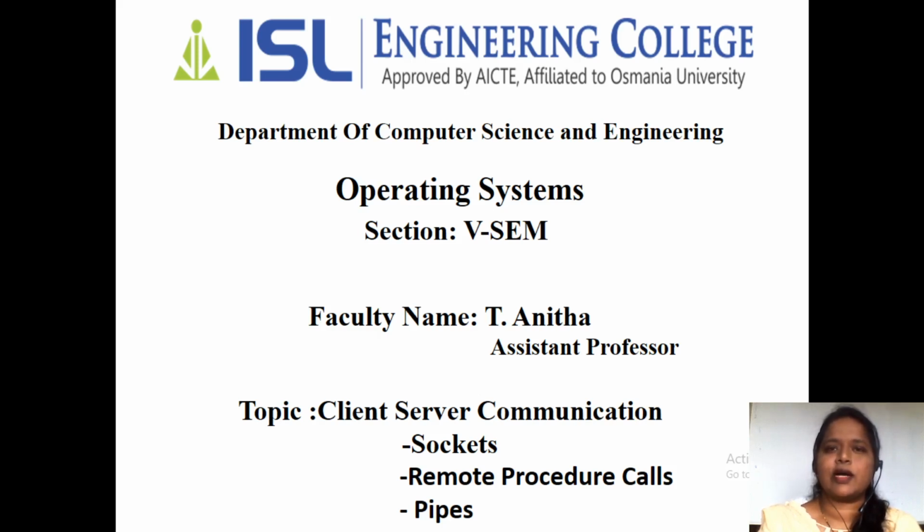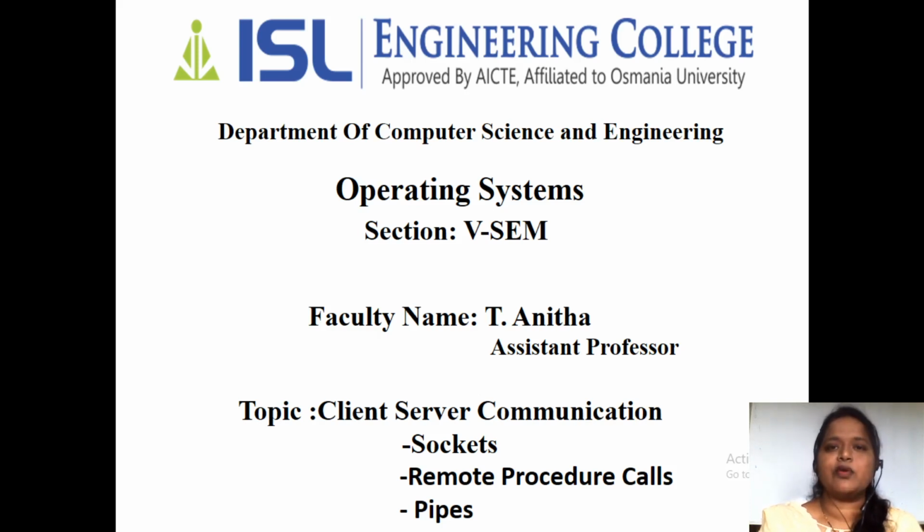In order to have communication between the client and a server, there are majorly three methods we are going to employ. The first one is sockets, the second one is the remote procedure call, in short RPC, and finally we have pipes. These are the three different methods by which we communicate between the client and the server. So let us see them one by one.